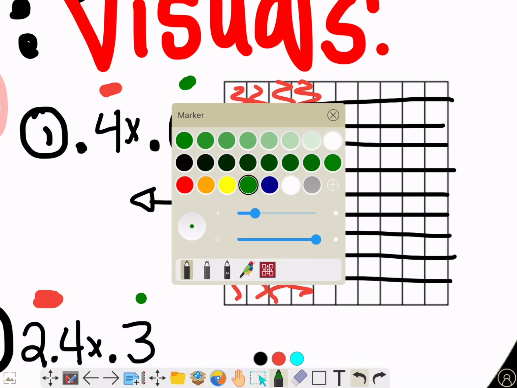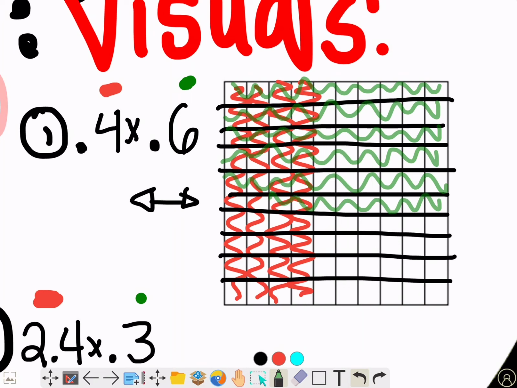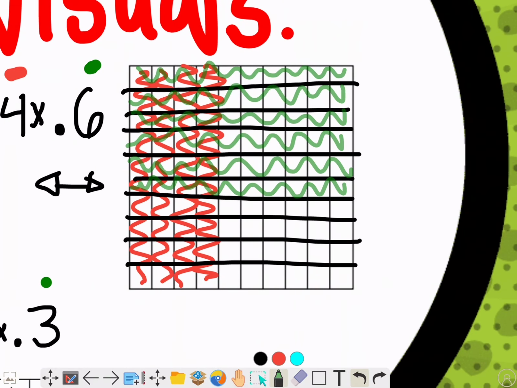And then I shade, I'll do it a little bit lighter, 6/10 going the other way. So 1, 2, 3, 4, 5, 6. And you notice I'll put my answer over here, I'm going to have two place values because I'm in the hundredths. I made 100 blocks if I was to count them all up.